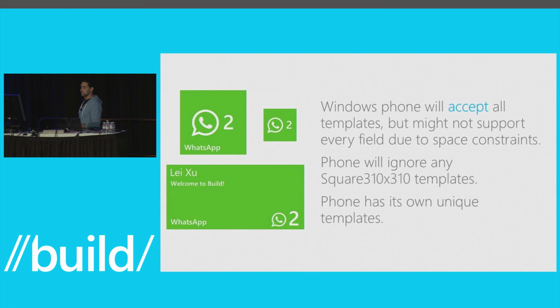And Phone also has its own unique templates. This was previously called the iconic template. So you can still do this. If you want to look like the Mail app or the messaging app, the unique experience that we have, you can send these templates just to Windows Phone.